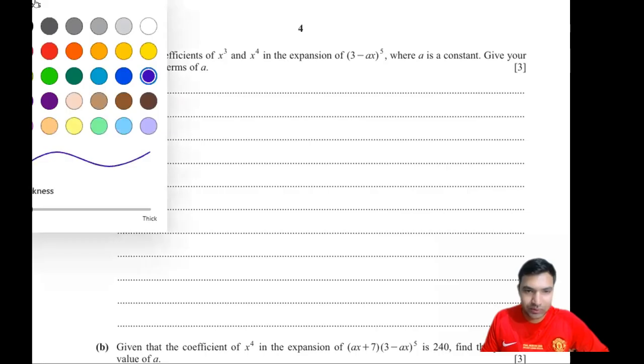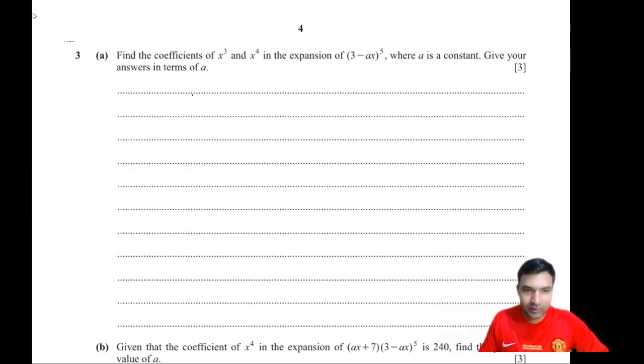So the next question belongs to binomial. It says find the coefficient of x cubed and x to the power 4 in the expansion of this, where a is a constant. Give your answer in terms of a. Okay, a is a constant. All right then, so let's try to open this. So basically here, my a is 3 and the b is negative ax, right? So how do I write it?